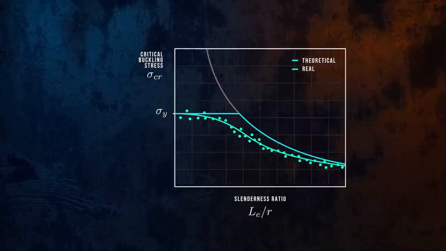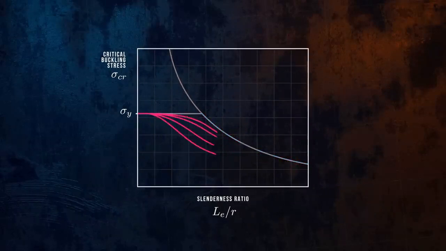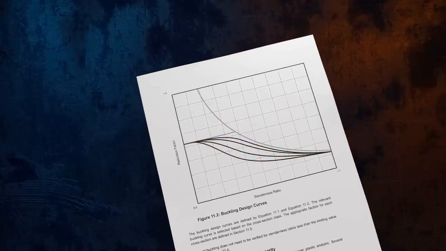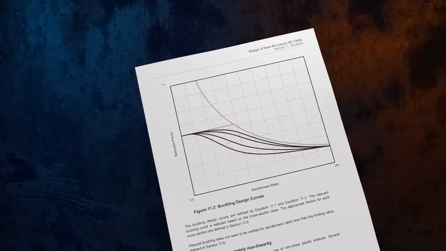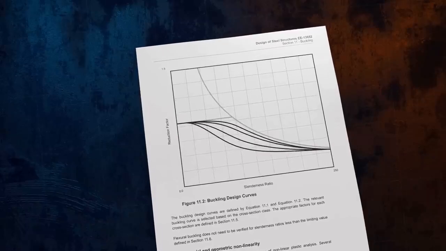Most design codes deal with these limitations of Euler's formula and the complexities of inelastic buckling by providing design curves that engineers can use directly to design columns. These curves are calibrated using experimental data and are applied in combination with suitable safety factors to ensure a safe design.